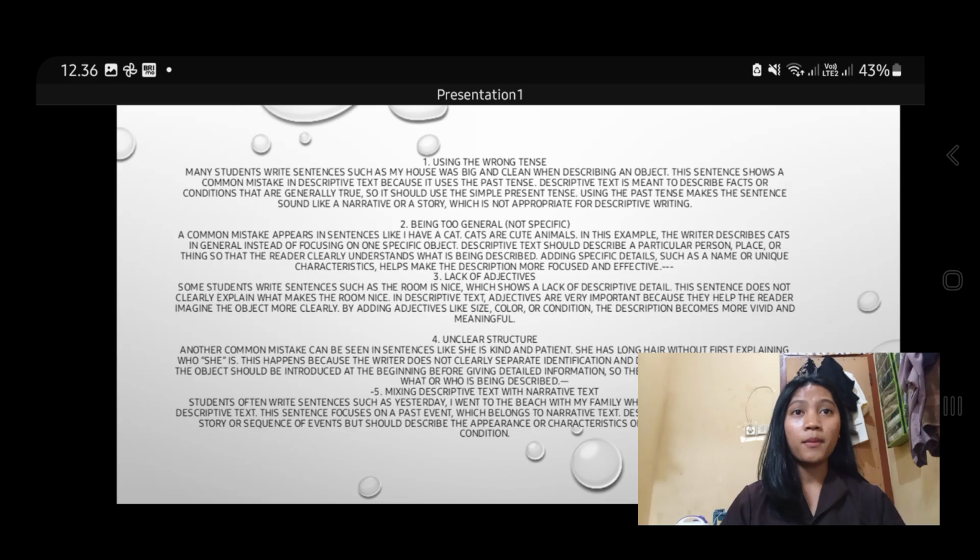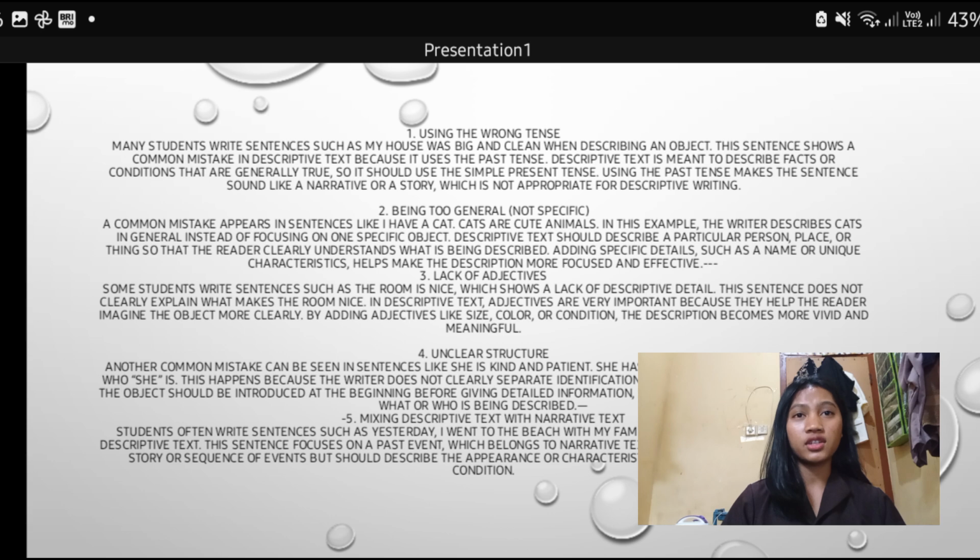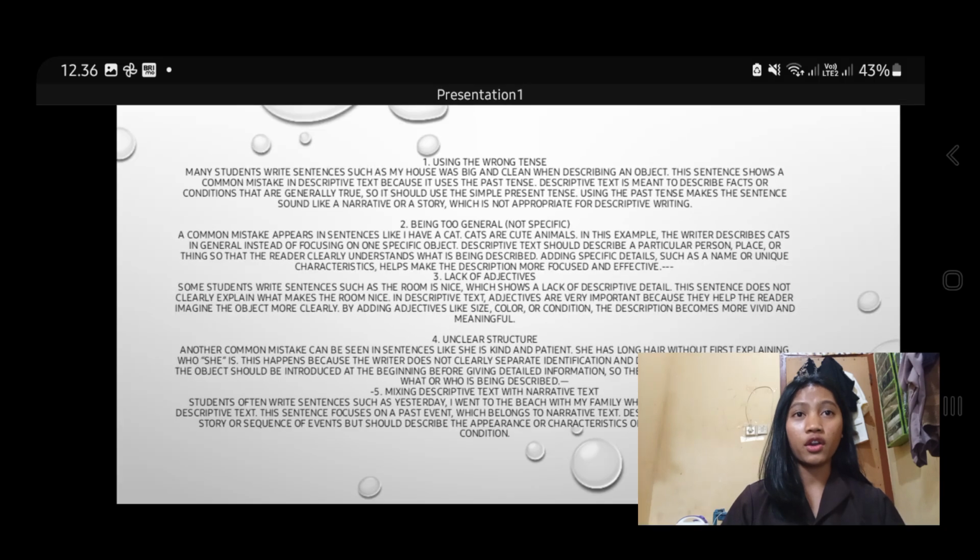And 5. Mixing descriptive text with narrative text. Students often write a sentence such as "yesterday, I went to the beach with my family" when they are asked to write a descriptive text. This sentence focuses on a past event, which belongs to narrative text. Descriptive text should not tell a story or sequence of events, but should describe the appearance and characteristics of the object in the present condition.